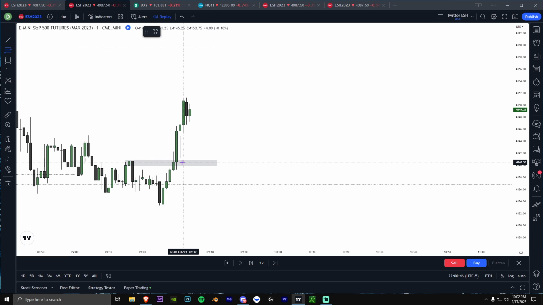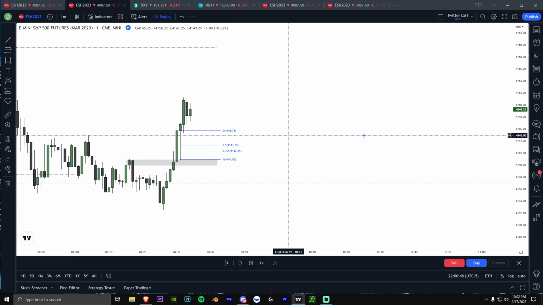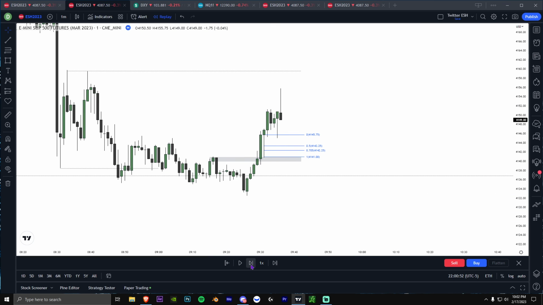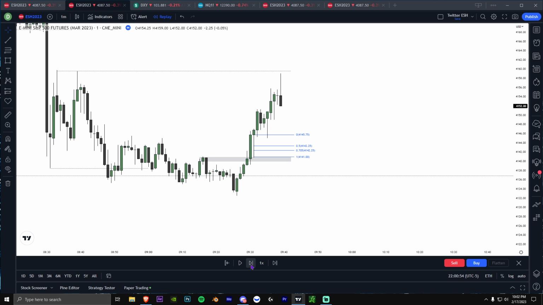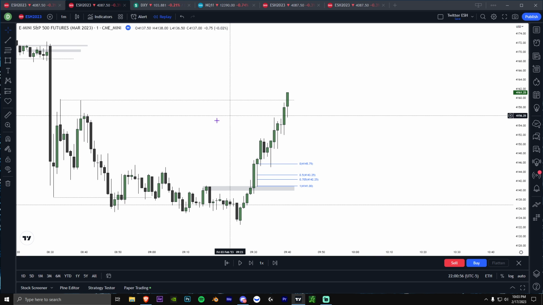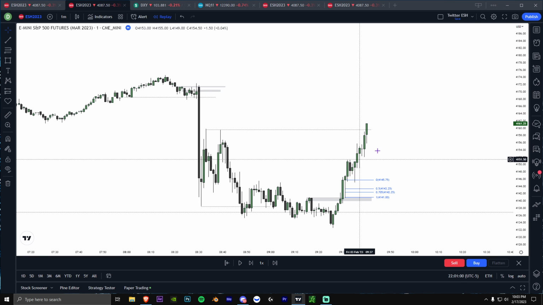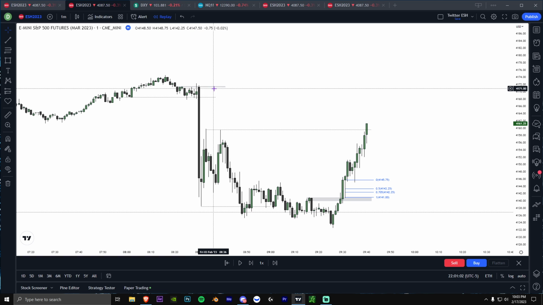So now I'm watching the consequent encroachment of this wick to see if we hold it. As long as we hold that, I probably think we would hit these equal highs. Okay, so we do end up hitting these relative equal highs. This is kind of interesting.